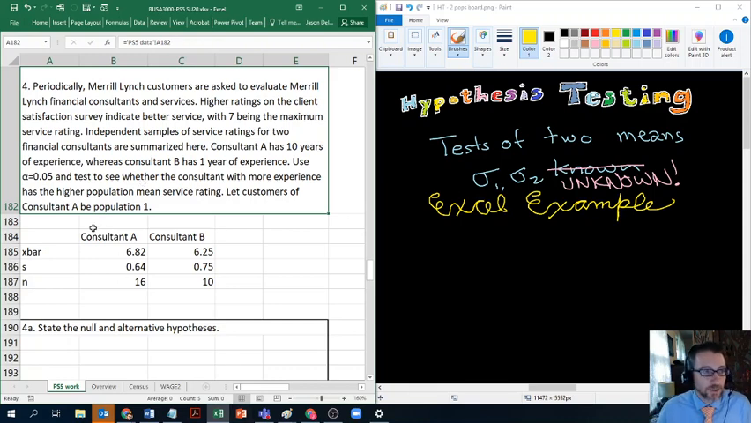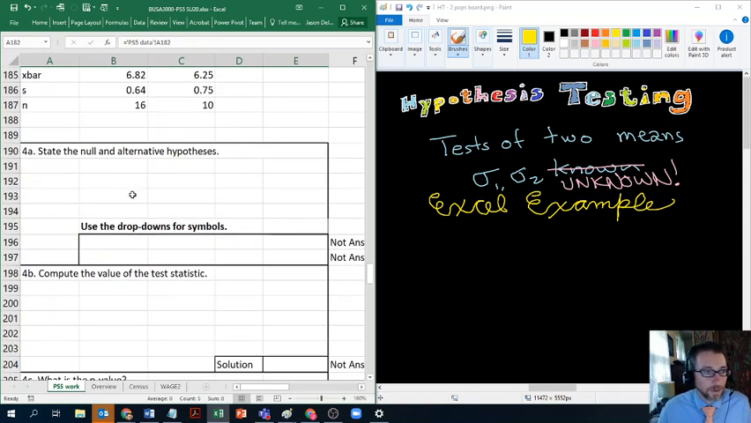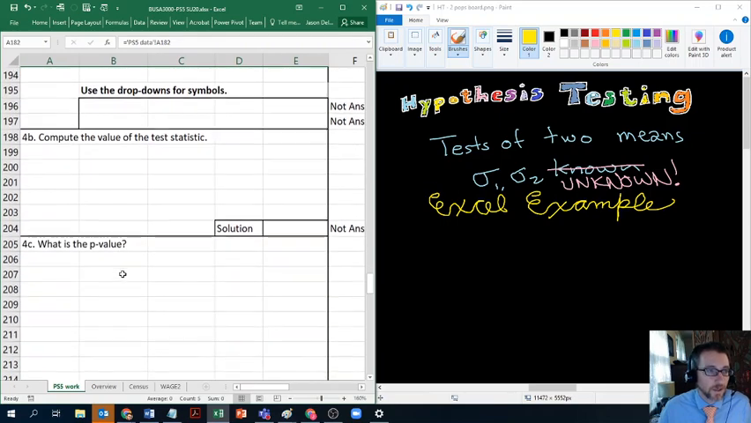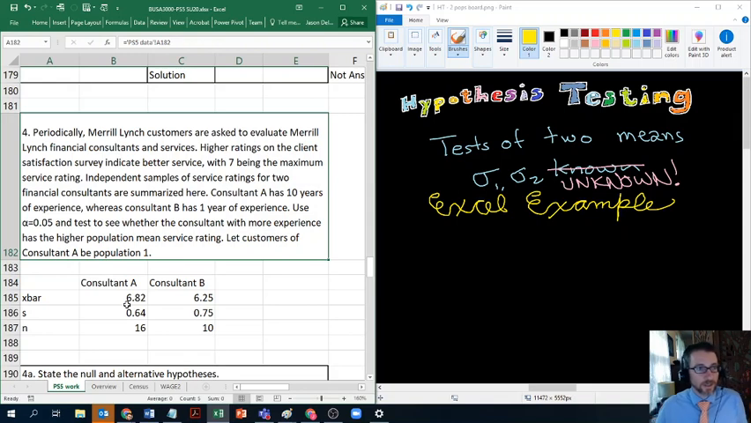And then here you see the data drawn from Consultant A and Consultant B. If you look at the question, they say state the null and alternative hypothesis, compute the value of the test statistic, what is the p-value, what is your conclusion. So pretty straightforward. It's just asking us to run this test.